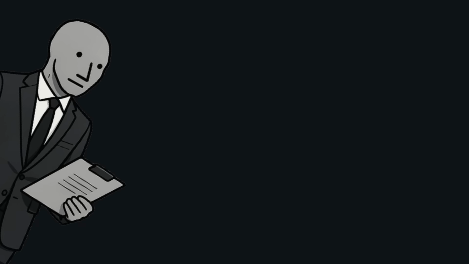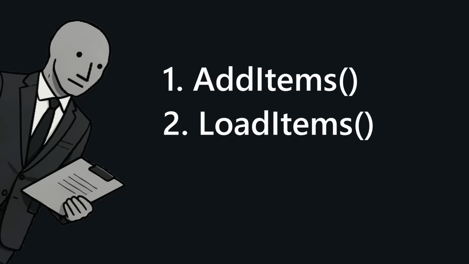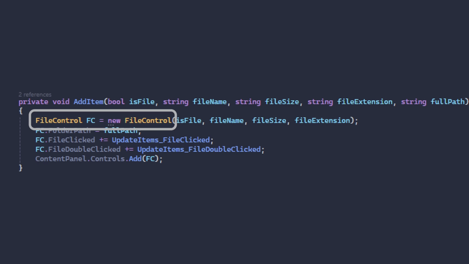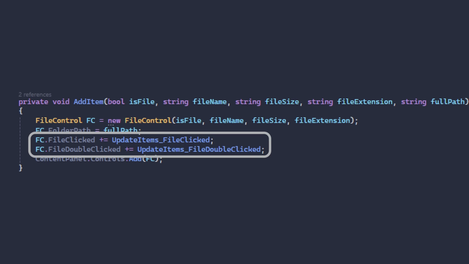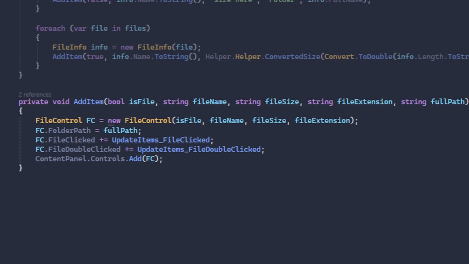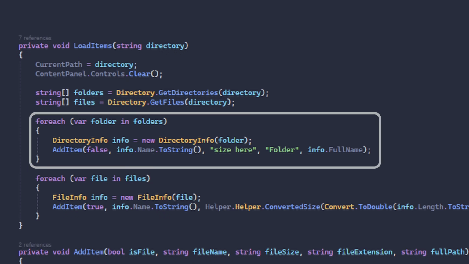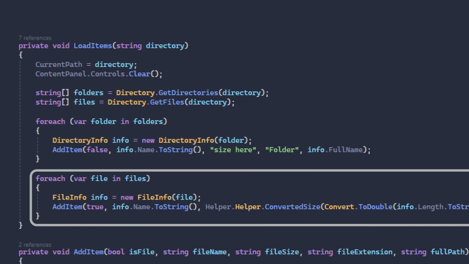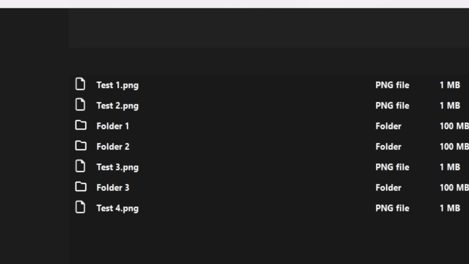For that, I have two functions: add item for loading a single file and load items for going through each file and folder in a directory. The first function creates a new user control instance, passes some variables, and adds on click and on double click events, which I'll be using later. And in the main loading function, I loop through each folder and then loop through each file and call the add item function. Also, the icon under user control changes based on whether the item is a file or a folder.